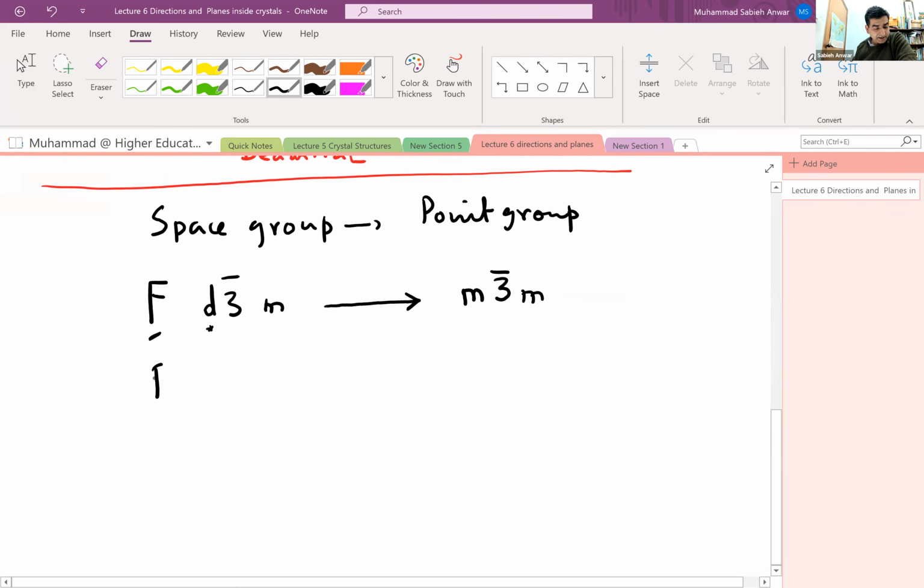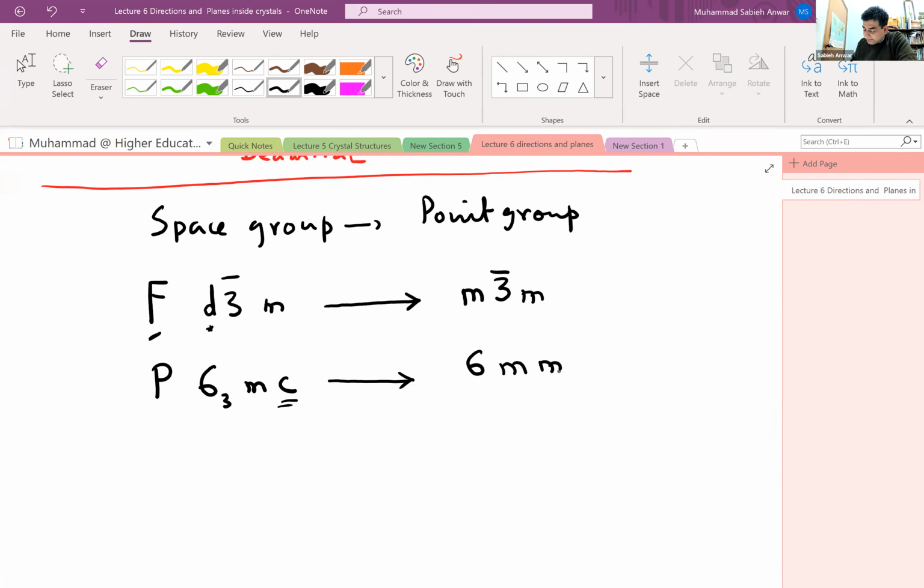Likewise, if I have a hexagonal space group P 6 3 m c. Now 6 3 is a screw axis. You replace 6 3 by 6, a 6-fold rotation, M remains an M. This glide plane, the C glide plane becomes another M. So this becomes a 6 m m point group.